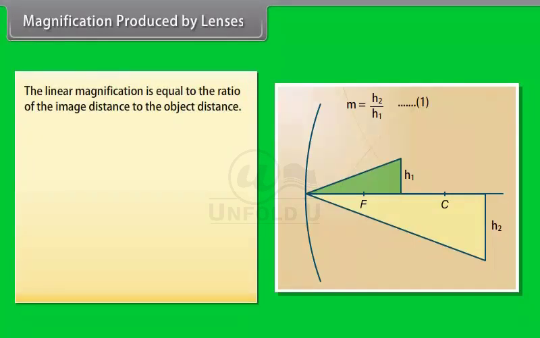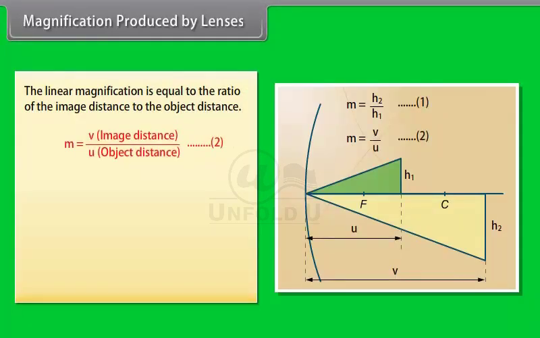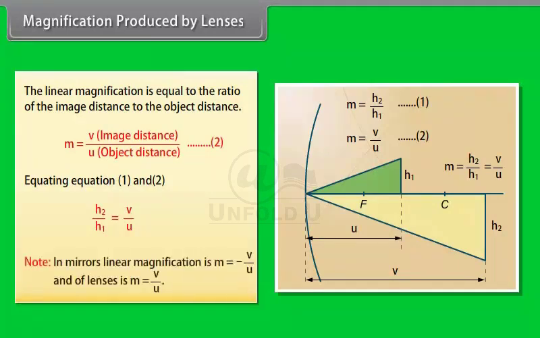The linear magnification is equal to the ratio of the image distance to the object distance. M is equal to v, image distance, upon u, object distance, which is equation 2. Equating equation 1 and 2, h2 upon h1 is equal to v upon u. Note, in mirrors, linear magnification is M is equal to minus v upon u, and for lenses it is M is equal to v upon u.